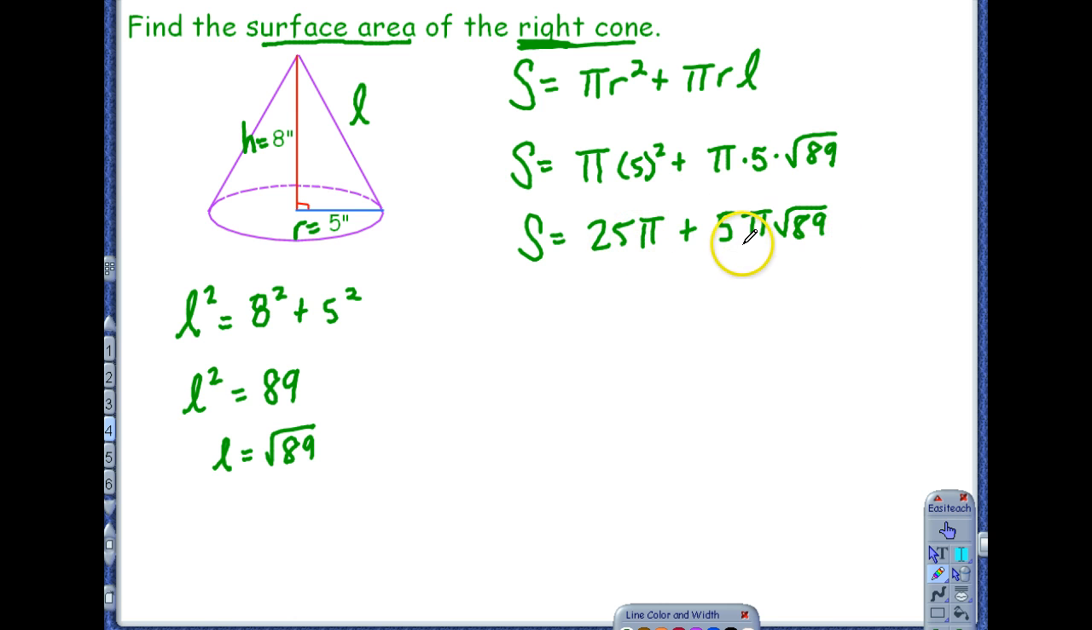I know these are both in terms of pi, but notice this has a radical and this does not. We know we can't combine terms if they don't have the exact same radical. So you can't say 30 pi radical 89. So we're just going to type that in the calculator. Actually, Miss Hochgraby is going to type it in for me. All right, so the surface area approximately equals 226.73, and this is inches squared.